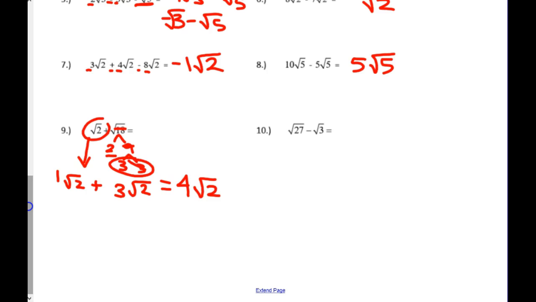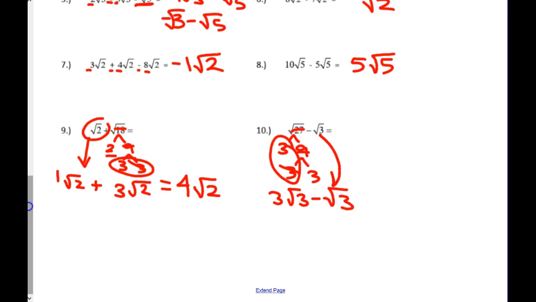So let's try 10. Can I reduce anything there? 27 is 3 times 9. 9 is 3 times 3. How would I rewrite that? Okay, 3 square root of 3 minus square root of 3, right? What is 3 square root of 3 minus square root of 3? 2 square root of 3. Because that was a minus 1 right there, right?